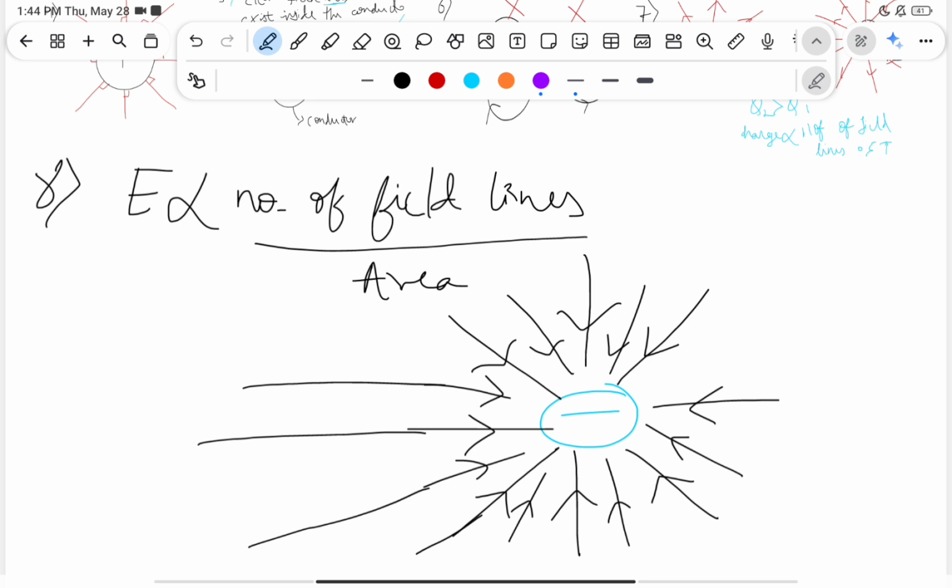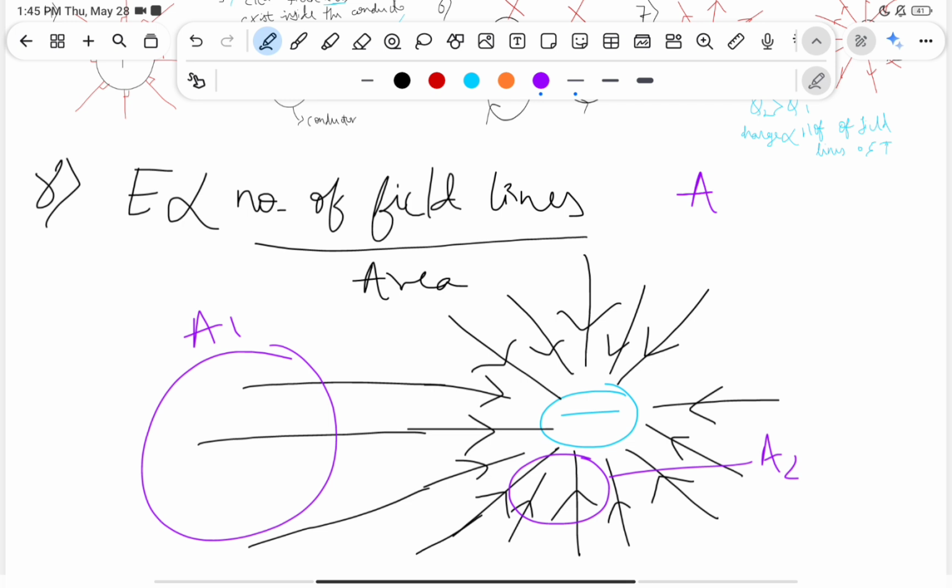If I am taking the electric field here and the electric field here, what is the area here and which area is greater? This is area 1 and this is area 2. Of course, area 1 is greater than area 2. The number of electric field lines at both points I am taking as 2 only. Number is equal to 2.